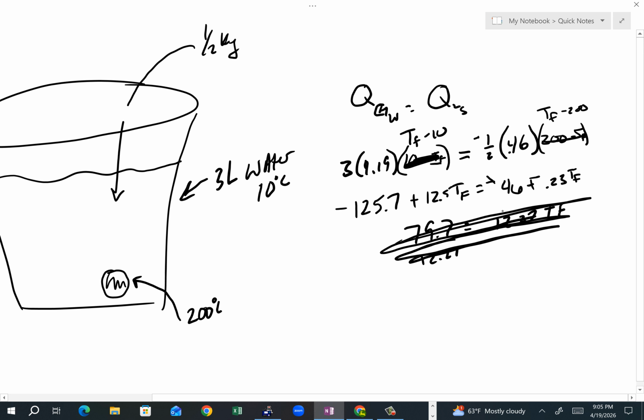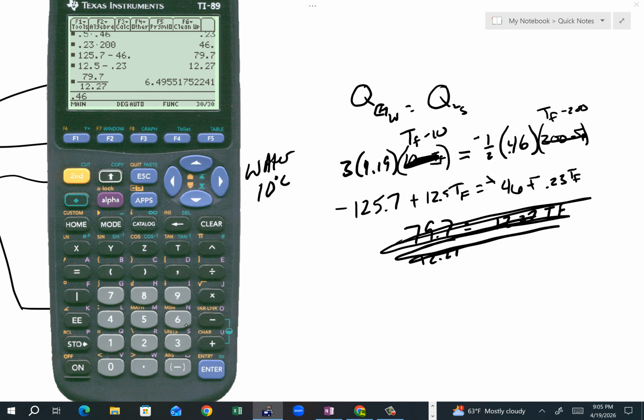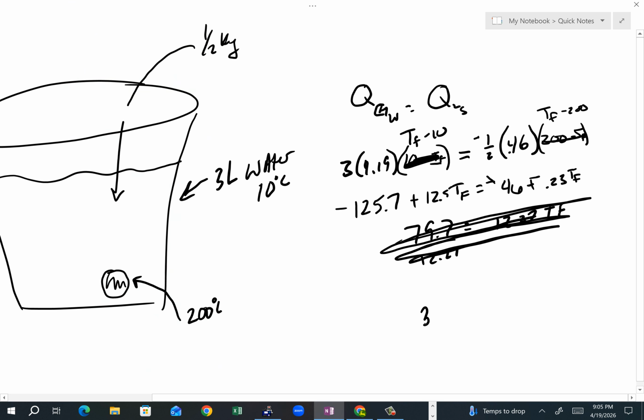All right, so let's do this. So I'm going to take his calculator. Let's try this again. What we're going to do is 0.46 plus 12.57. And then we're going to do 46 plus 125.7. And we're going to take that divided by that. And 13.1 degrees. There we go, 13.1 degrees. So that's the final temperature for both of them.